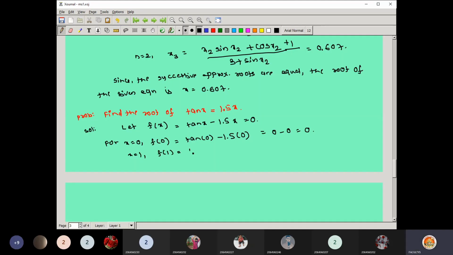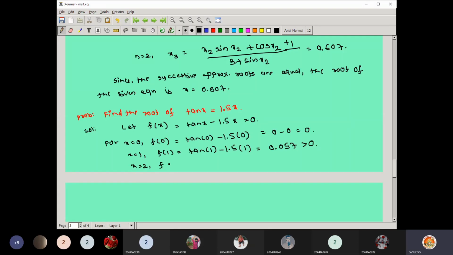f of 1 is tan 1 minus 1.5 into 1. You can use your calculator, the tan button is there. Tan 1 minus 1.5, so you are getting 0.057. Is it correct? Yes, sir. 0.057 is greater than 0, so still we need to get one more.